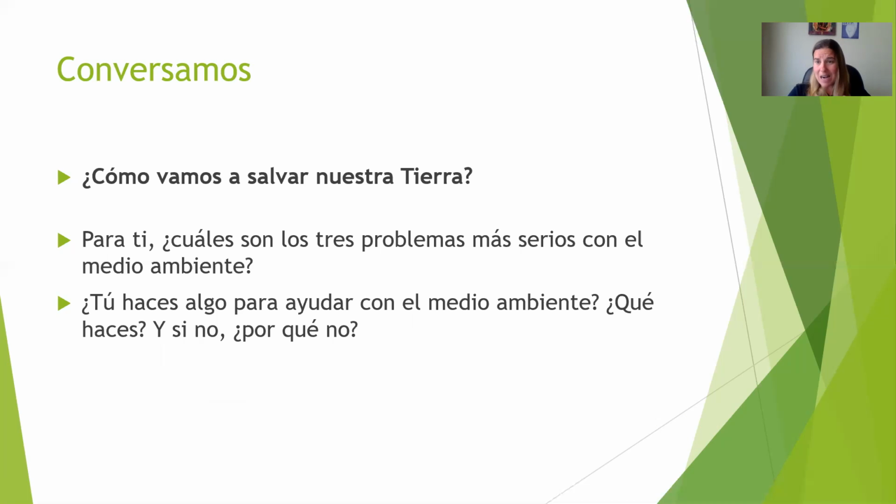Como reciclar, tratas de conservar energía, tomas tu bicicleta al trabajo en vez de manejar tu carro, no sé, tal vez creces tu propia comida, tienes una granja, comes verduras y todo eso de tu casa, sería muy bien. Ok. So, ya es todo.